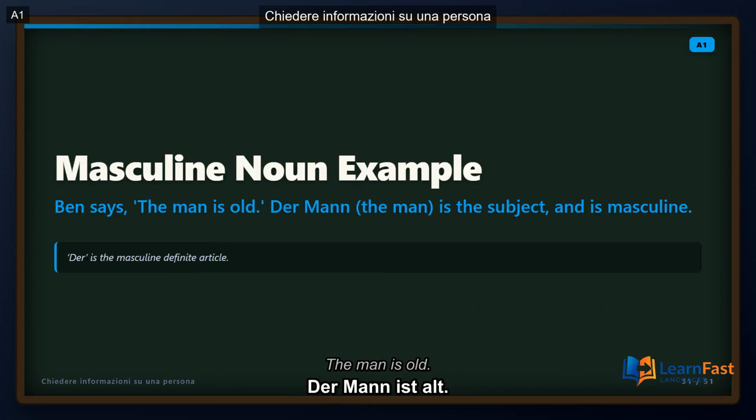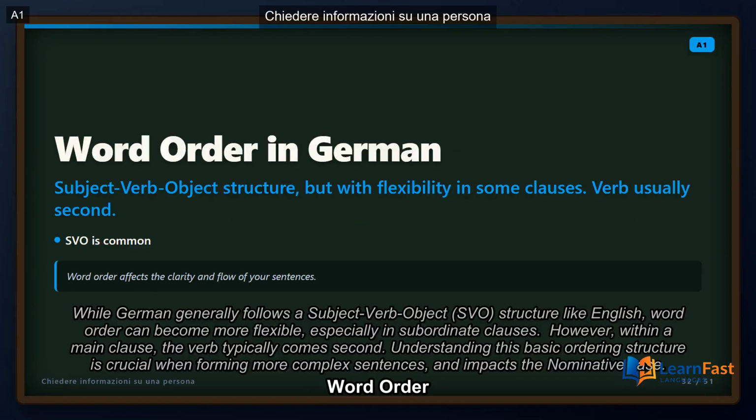Der Mann ist alt. While German generally follows a subject-verb-object SVO structure like English, word order can become more flexible, especially in subordinate clauses. However, within a main clause, the verb typically comes second. Understanding this basic ordering structure is crucial when forming more complex sentences and impacts the nominative case.